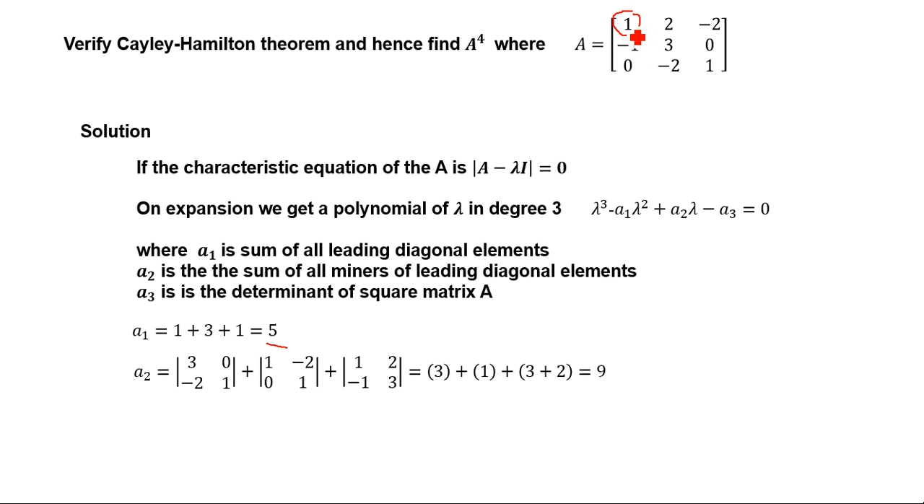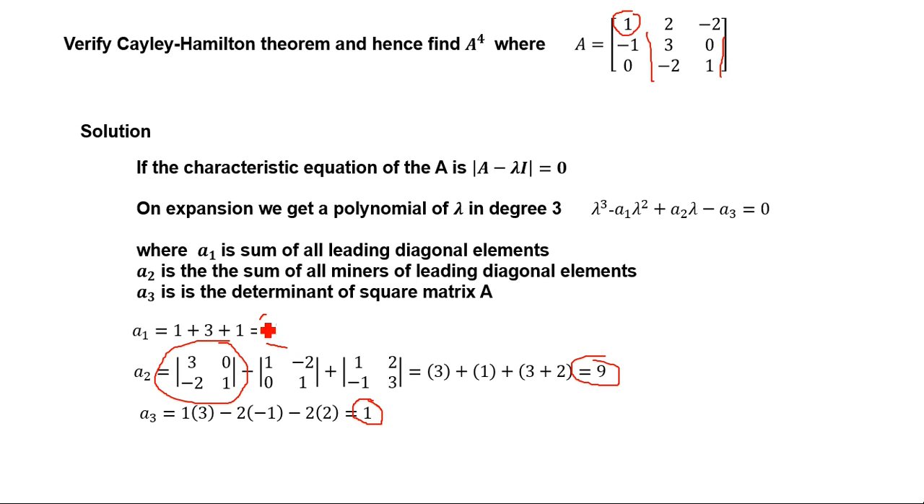Leave the particular column and corresponding row, then find the determinant of this matrix: 3 0 minus 2 1. So expanding that, you will get 3, and then the second one is 1 0 minus 2 1. That is 1, and then here 3 plus 2, so the total is 9. The third one, A3, is the determinant of A, and that value is plus 2.